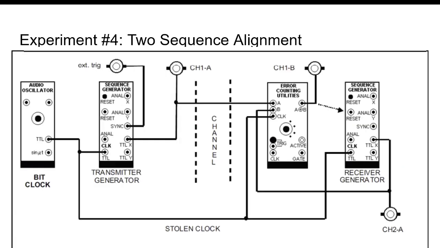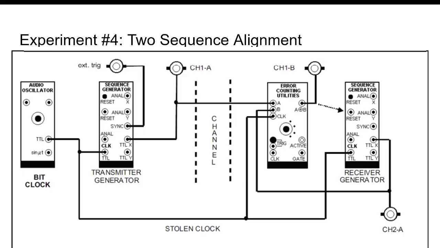Now for experiment 4, we do two sequence alignments. If you see the XOR port on the upper right side of the error counting utilities module, you'll notice that's an XOR logic gate. And you know that if you have two signals that are the same, you're going to have a 0 as an output. That's what the XOR gate does. So if you have two signals being fed into the error count and you get 0 output, that means you have the same signals being fed in, which means you don't have any error. That's essentially what's going on.